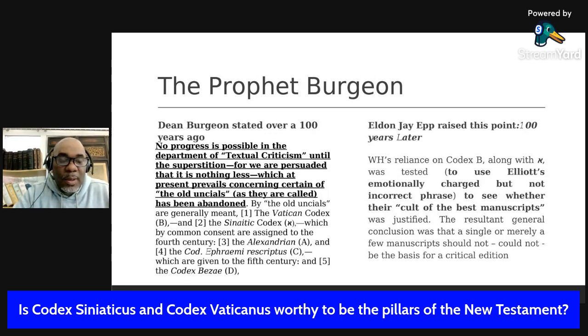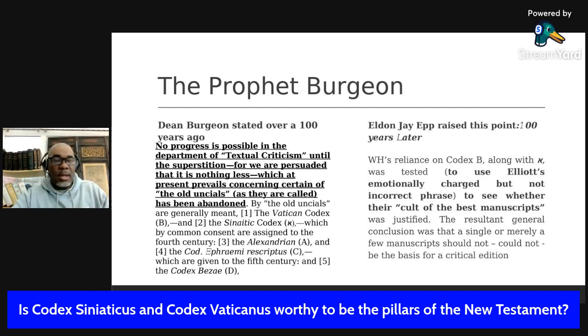Now, I put this very tongue-in-cheek, as we say in England. Was Dean John Burgon a prophet? Now, I'm saying this tongue-in-cheek, with a bit of humour. So hence I put this slide, the prophet Burgon.